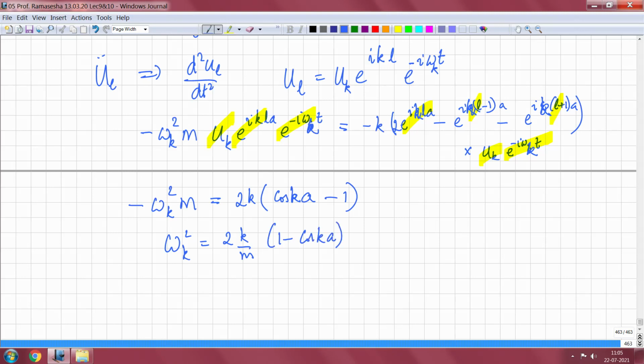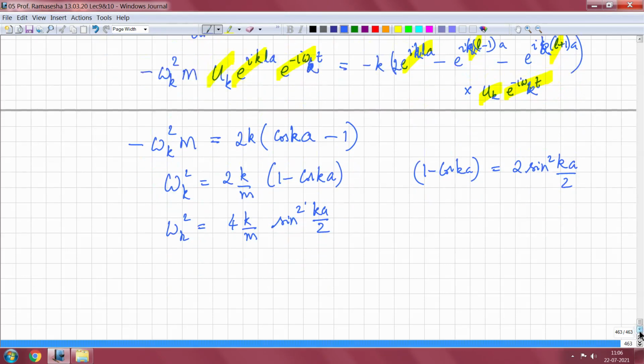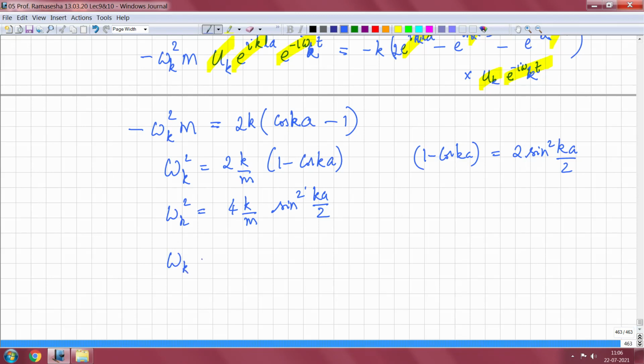Because it is a square, I might as well replace 1 minus cos k a by 2 sine squared k a by 2, so that I get omega_k squared is equal to 4K by m sine squared k a by 2, or I would simply get omega_k is equal to 2 times root K by m times modulus, I can put a modulus there, sine k a by 2.